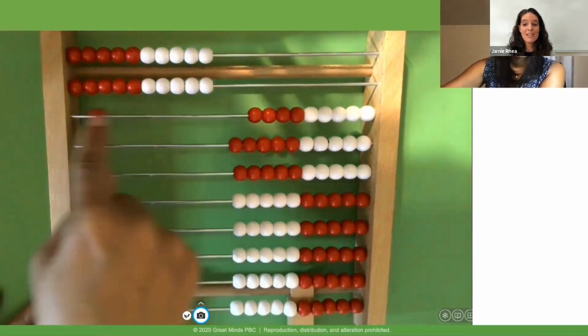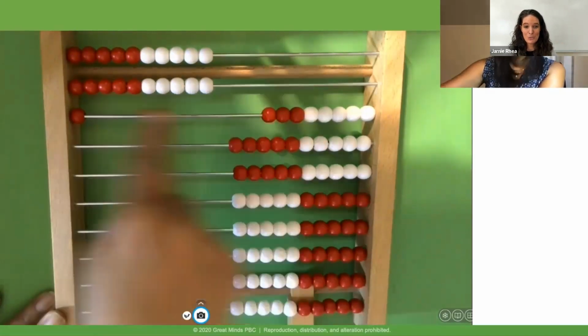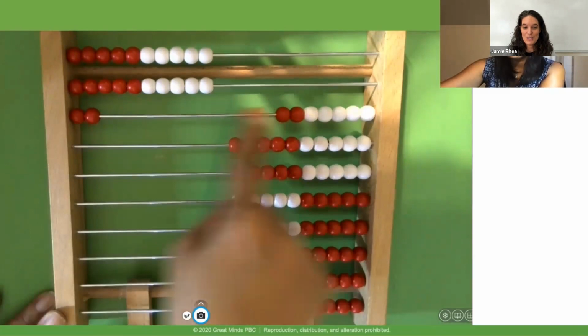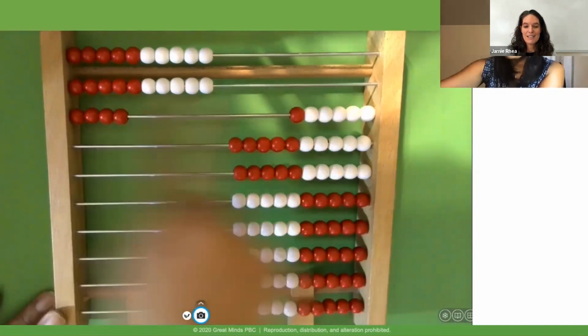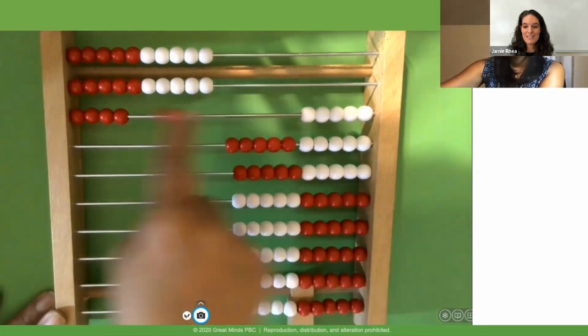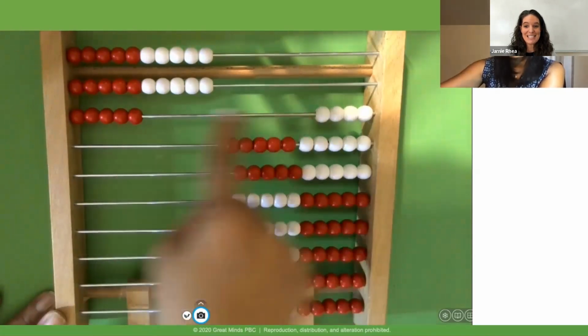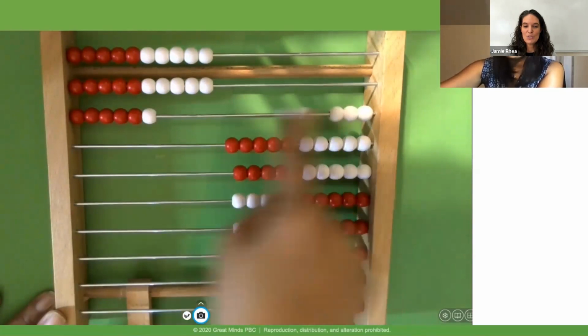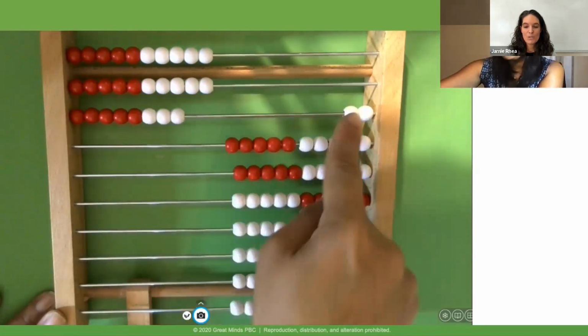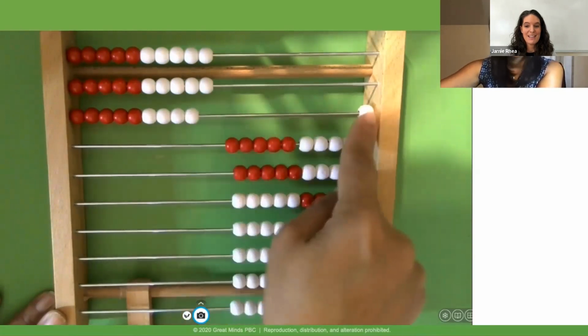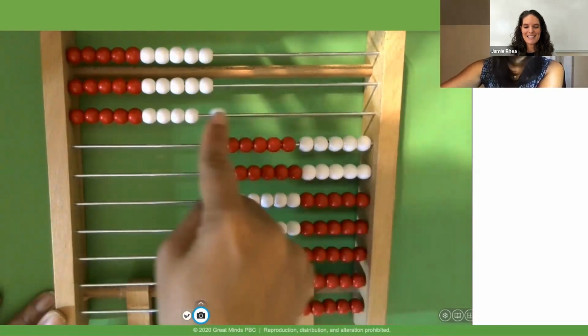2 10 1, 2 10 2, 2 10 3, 2 10 4, 2 10 5, 2 10 6, 2 10 7, 2 10 8, 2 10 9, 3 10s.